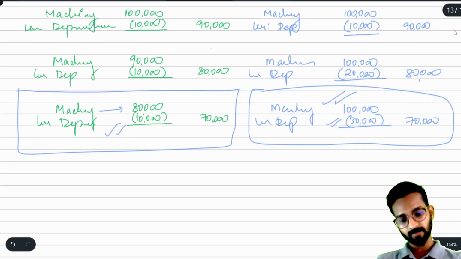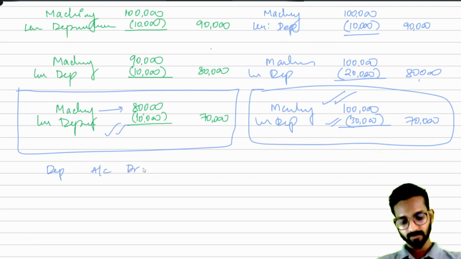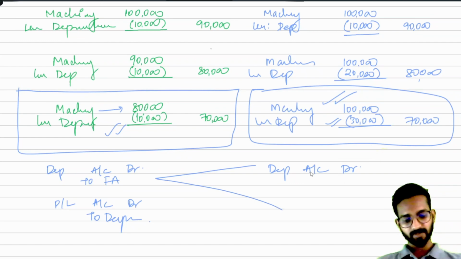The only difference will be in this method. What we used to write? We used to write depreciation account debit to fixed asset, then P&L account debit to depreciation. Simple. This is what we have written. Now what will change? Depreciation account debit. It is very easy. We are just breaking this entry into two.